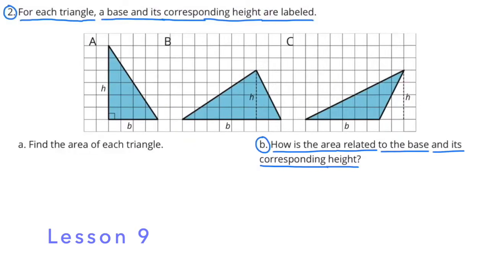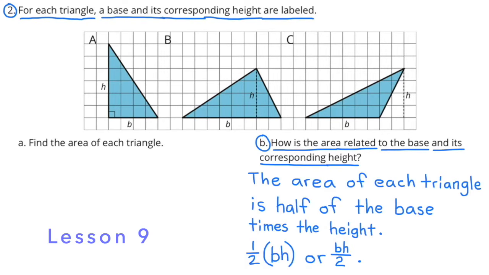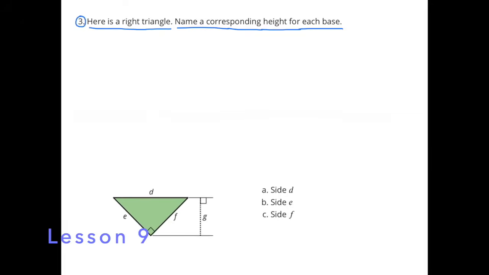B. How is the area related to the base and its corresponding height? The area of each triangle is half of the base times the height. You can write that as half of the base times the height, or base times height divided by 2. Number 3. Here is a right triangle. Name a corresponding height for each base.